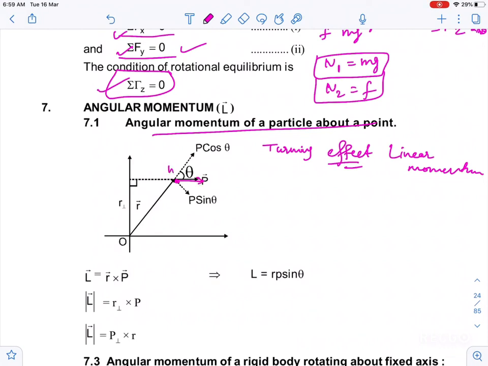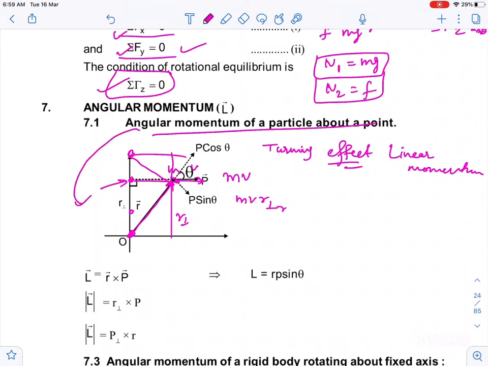Now guys, suppose a particle is moving like this with mass m and velocity v. No matter where you see from, linear momentum is mv, but its angular momentum, if you are seeing from here, is 0. In this case, angular momentum is mv r perpendicular. This perpendicular distance you have to calculate, r perpendicular. So you write mv r perpendicular if you are watching from here. Here you also have to calculate this r perpendicular.